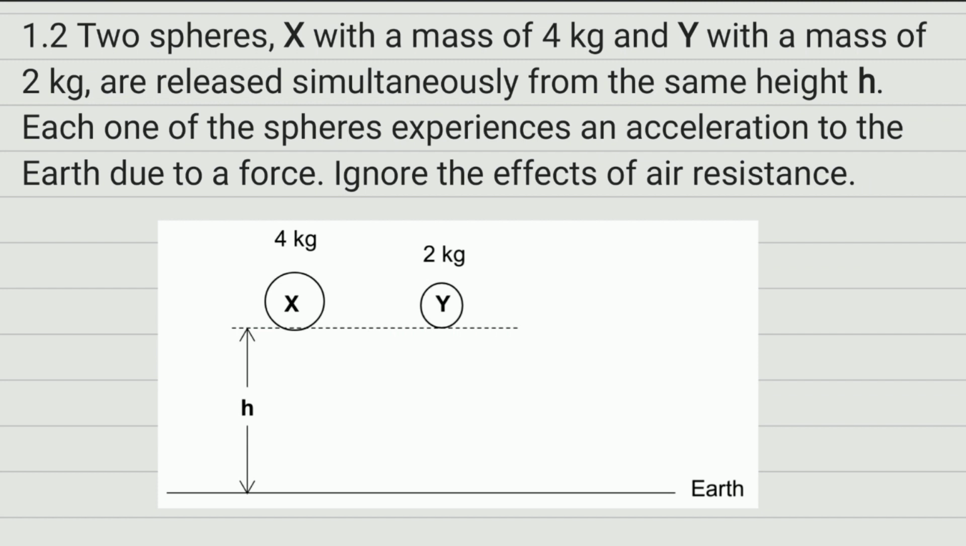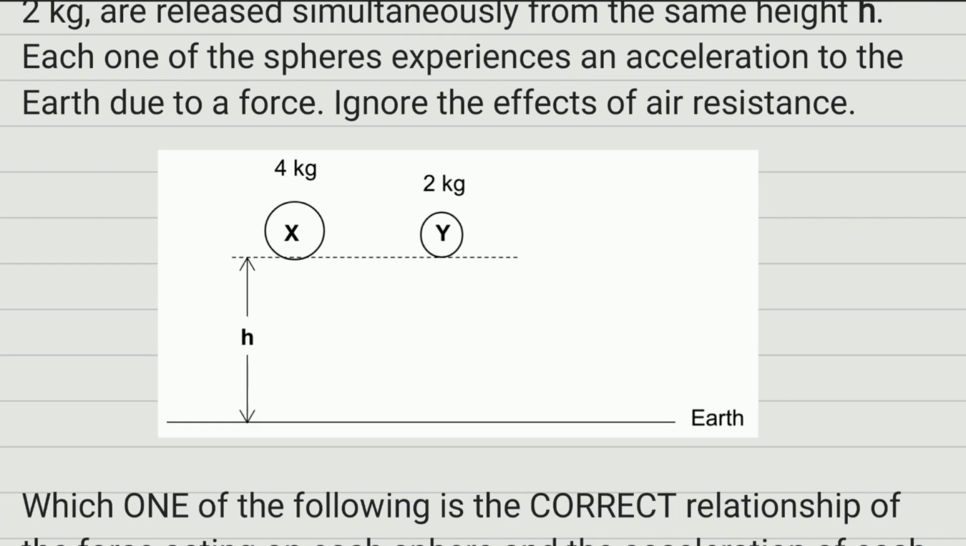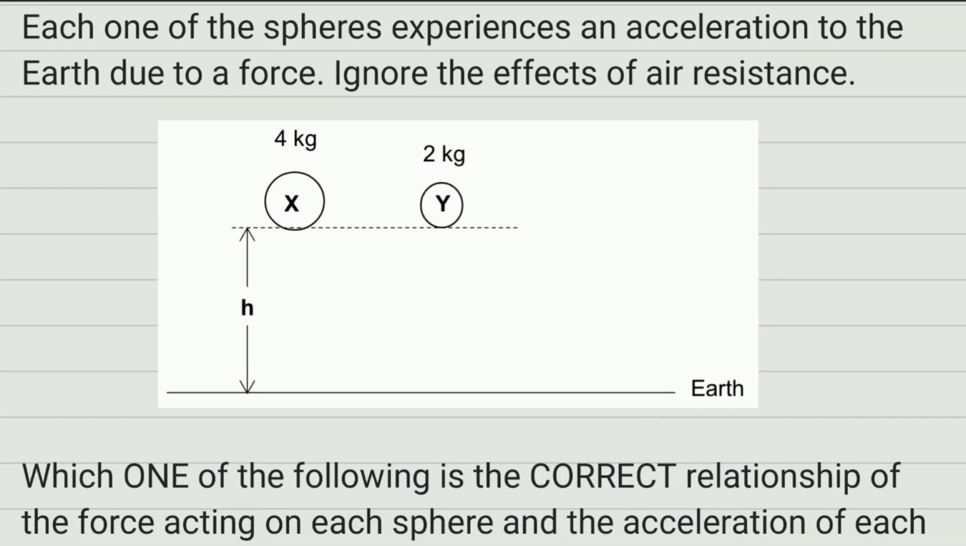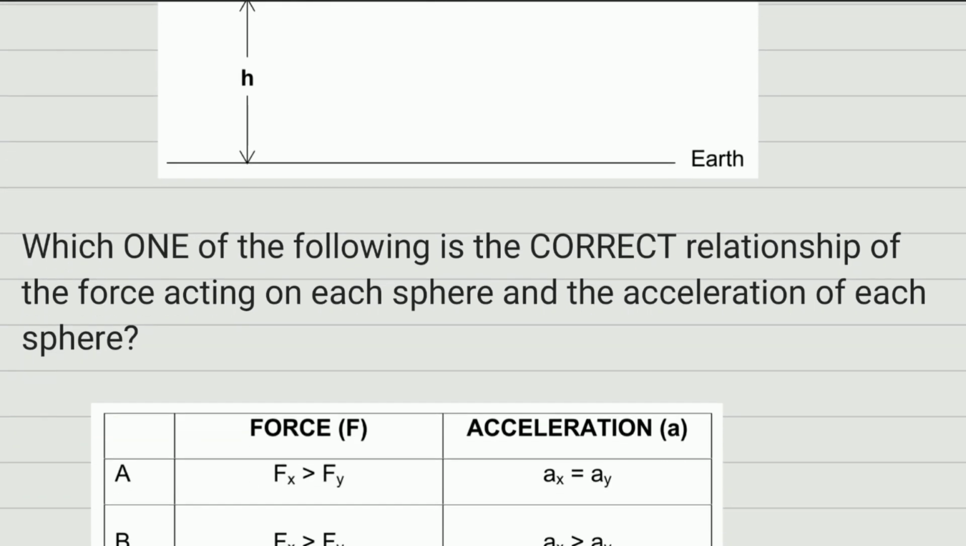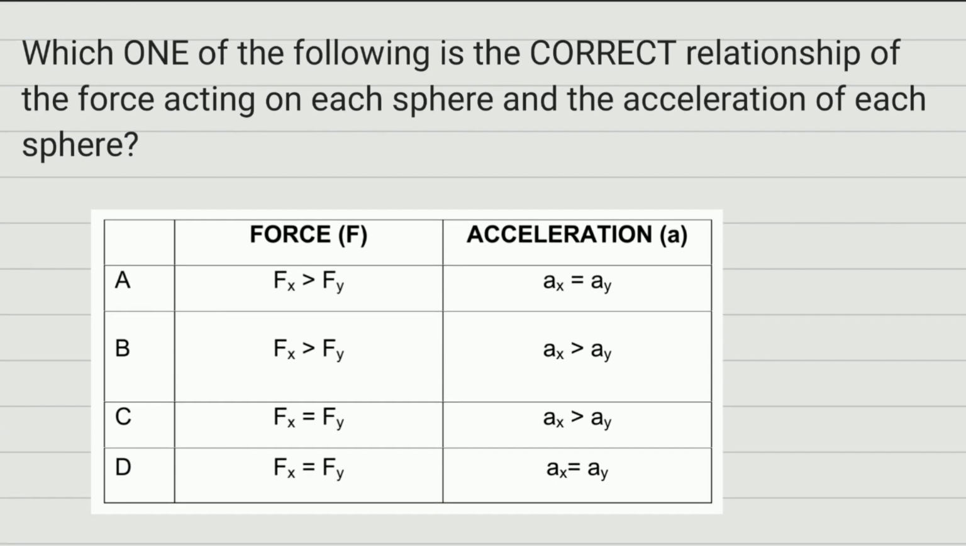Question 1.2 says two spheres, X with a mass of 4 kg and Y with a mass of 2 kg, are released simultaneously from the same height h. Each sphere experiences an acceleration due to the earth's gravitational force. Ignore the effect of air resistance. And here is the picture of the two balls moving down. They will be dropped from there and go all the way to the surface of the earth. Which one of the following is the correct relationship of the force acting on each sphere and the acceleration of each sphere? And they give you options there.